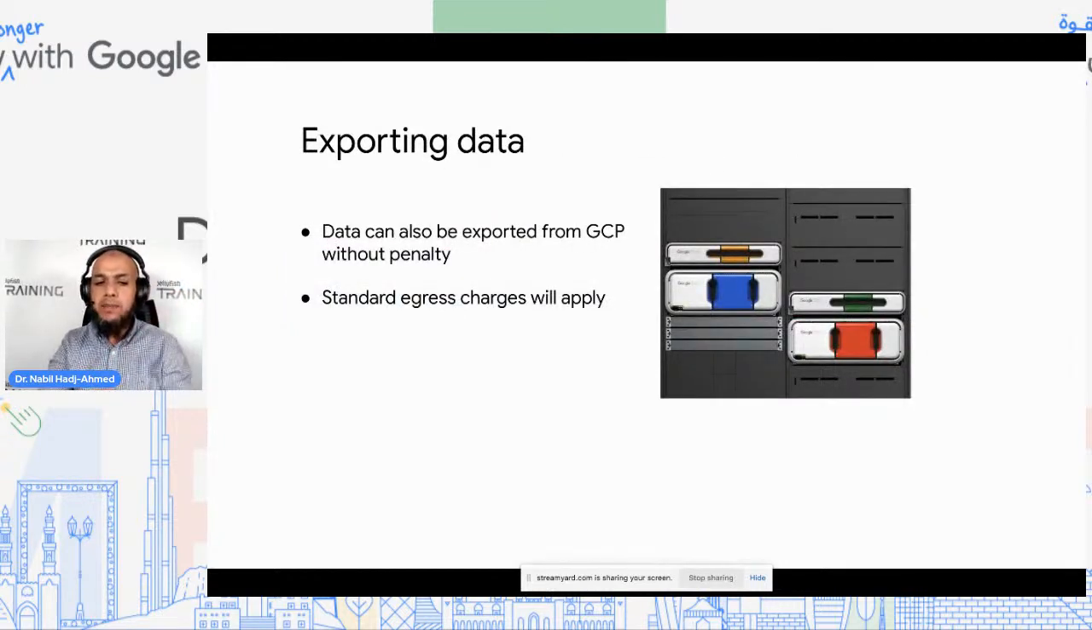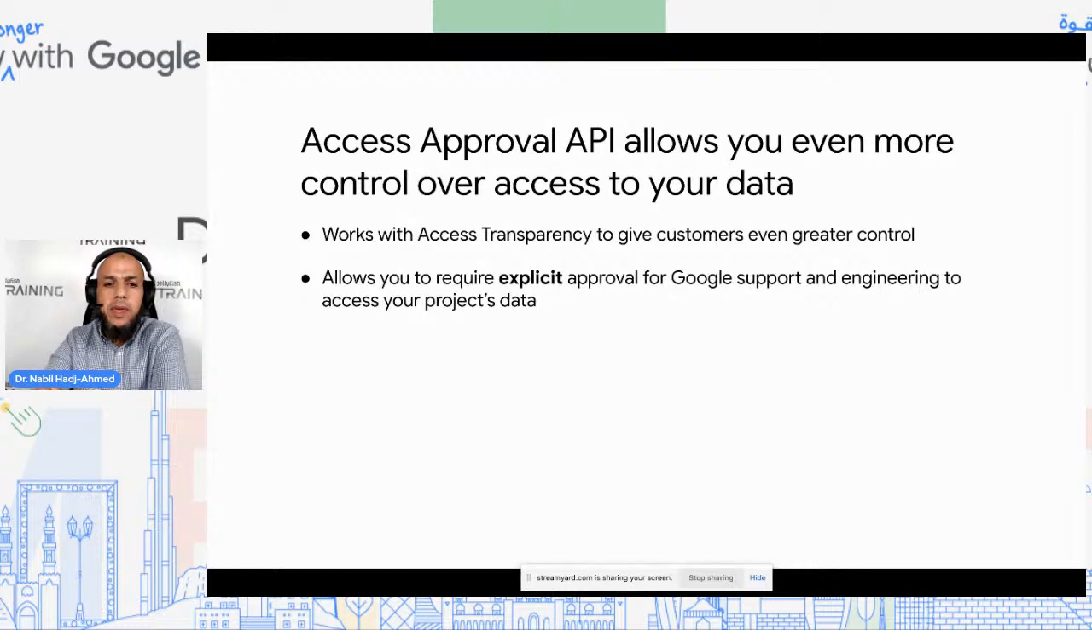Exporting data, so there are many things to export data with. If you want to leave Google, you can leave without any penalty, but to export your data, you will be charged for egress. So the standard egress charges will apply.